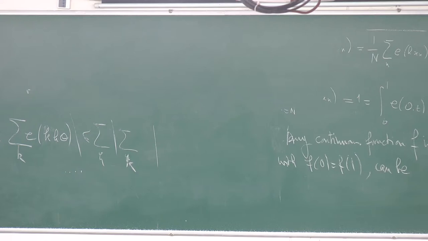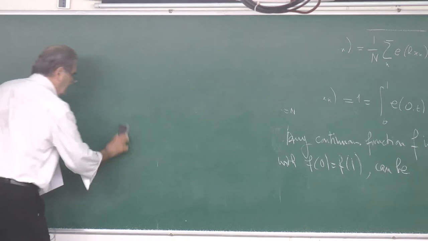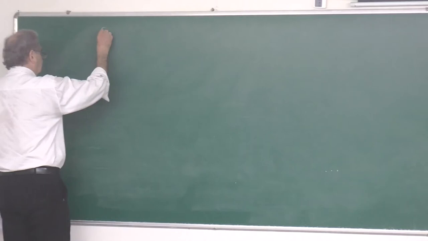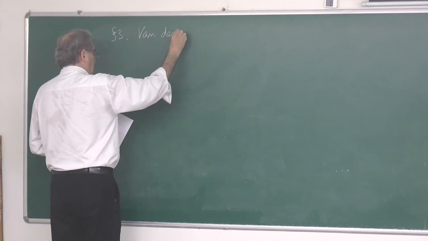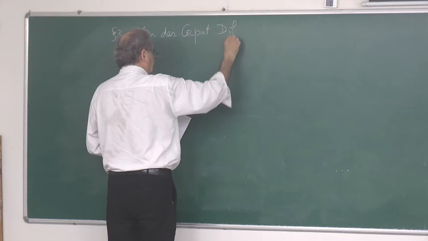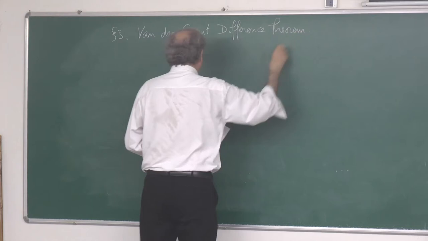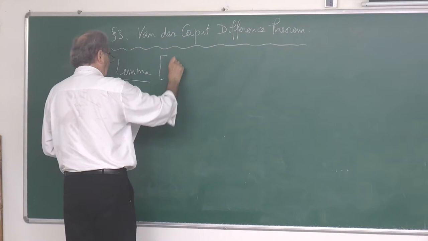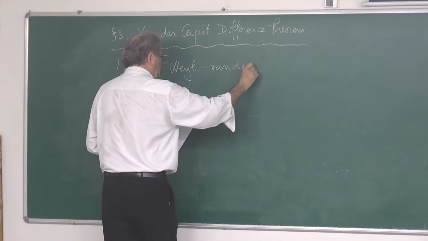Okay, I'll start with the Weyl van der Corput inequality, and then we have some time to stop for a little break. So, section 3 is van der Corput difference theorem. So I start with the lemma, which is the Weyl van der Corput inequality.